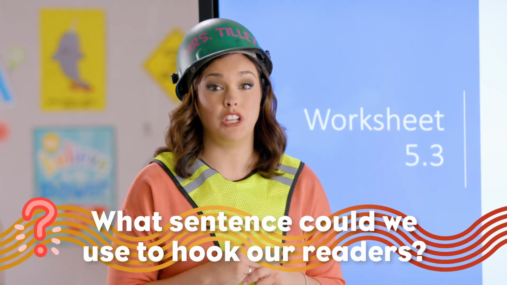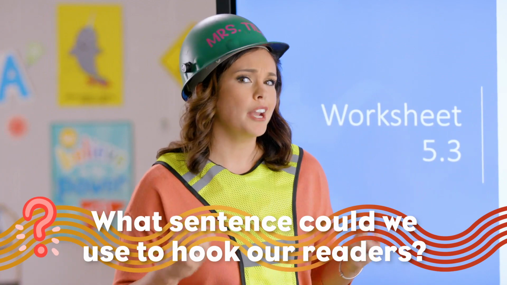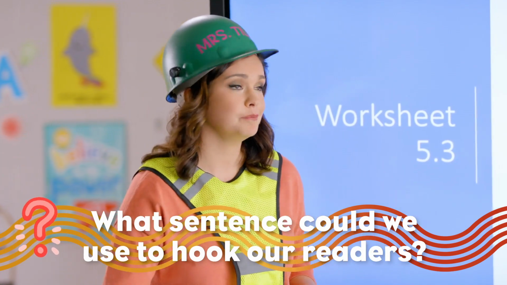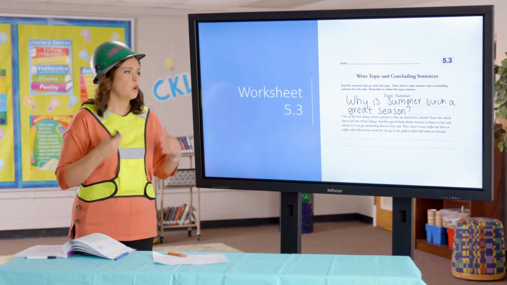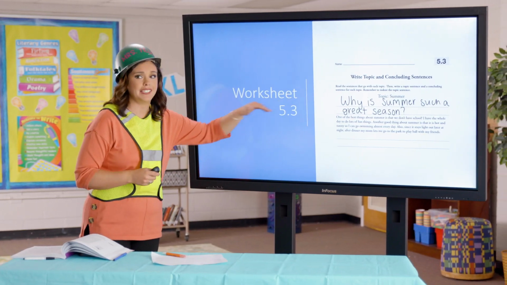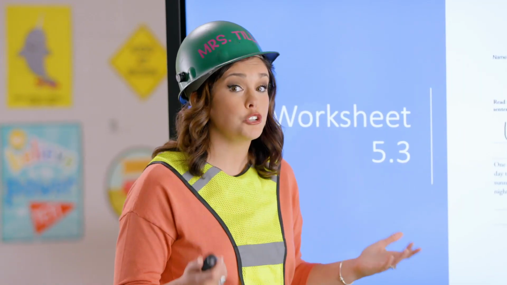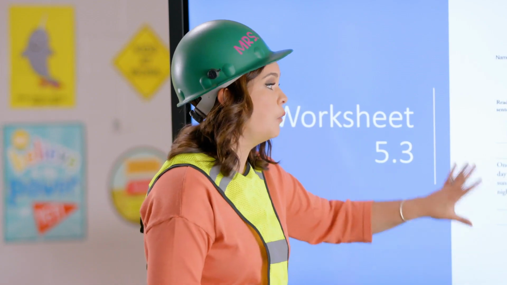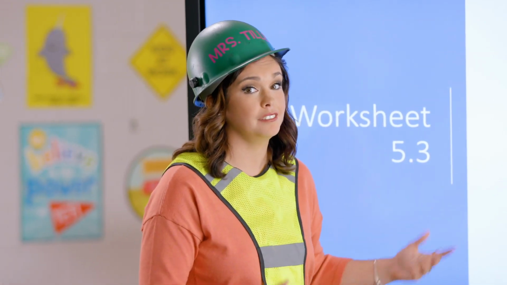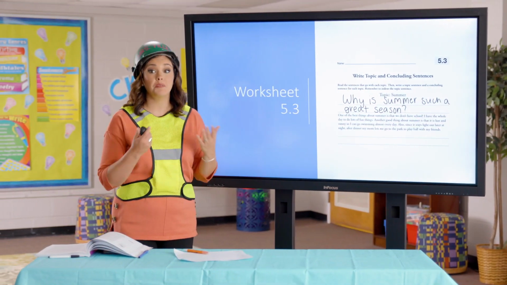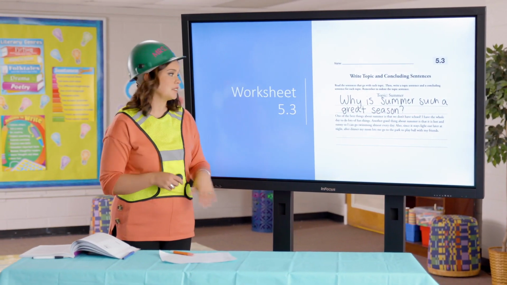So what sentence could we use to hook our readers? Why don't we try nailing down a question? What about, why is summer such a great season? This sentence introduces our topic and lets the reader know what our paragraph is going to be about. Awesome job. Now let's reread our paragraph to make sure our topic sentence makes sense.